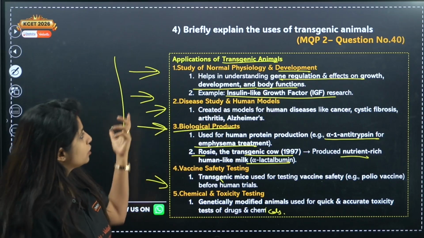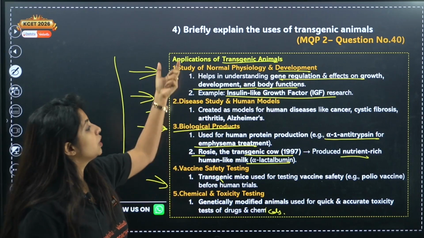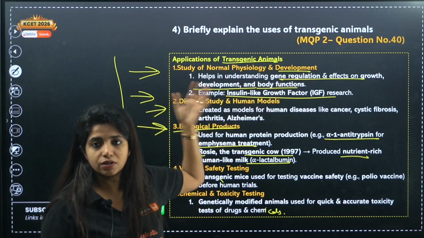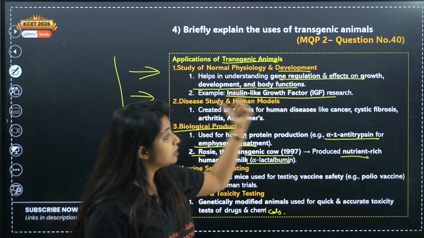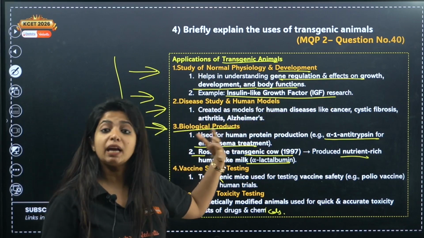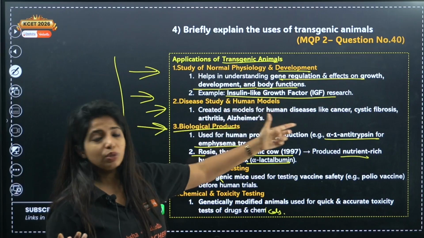So anyway, the question is there about transgenic animals. This is the thing that you have to write. Make sure you give examples such as insulin-like growth factor, what is its effect on growth, and this to study that. So for disease study, please write the names of the diseases: cancer, cystic fibrosis, arthritis, Alzheimer's. You can be asked what are the diseases that can be easily studied with the help of transgenic animals. So these are the diseases.